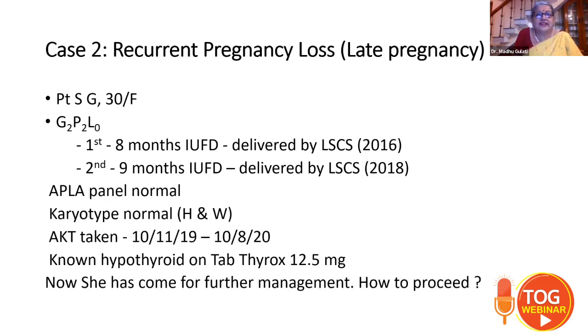Yeah, so all her tests were done there. APLA was normal, karyotype normal. PCR was done, which was positive. She was taking ATT, and sorry, that was probably a wrong type. Achha, it has to be taken till August 10th. And her anti-TPO was raised. So she was put on thyroxine because the TSH was only 4. She was put on Thyrox 12.5.